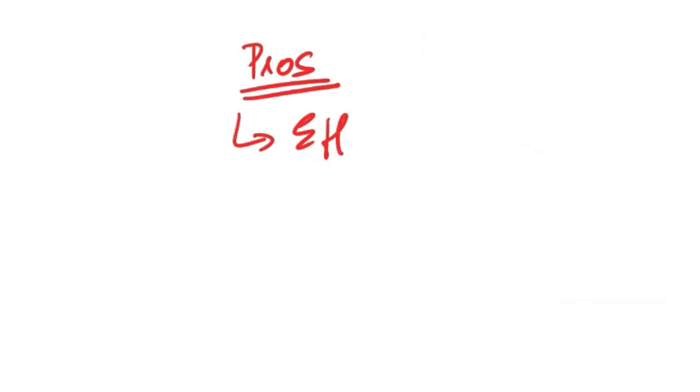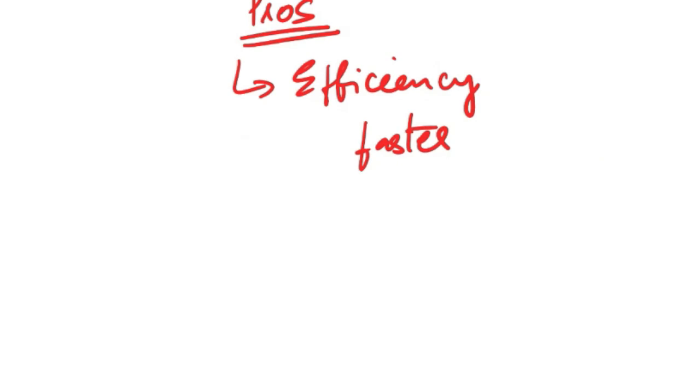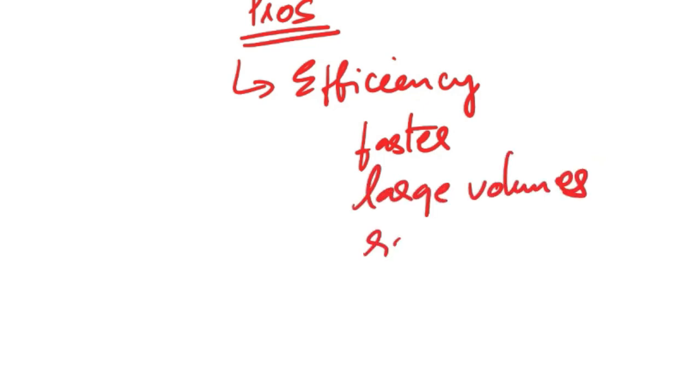Now let's look at some of the pros and cons of symmetric encryption. First, let's look at the pros. First one is efficiency. Symmetric cryptography is generally faster and more computationally efficient compared to asymmetric cryptography. This efficiency makes it suitable for encrypting large volumes of data and real-time communication systems.